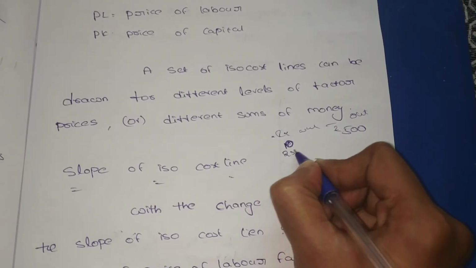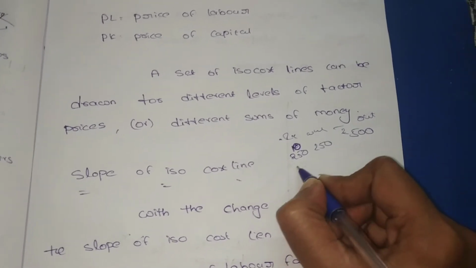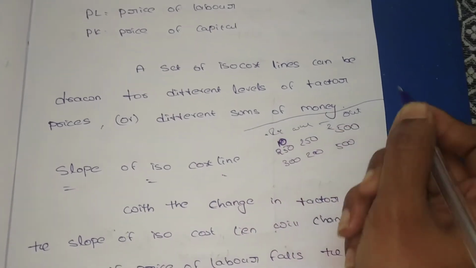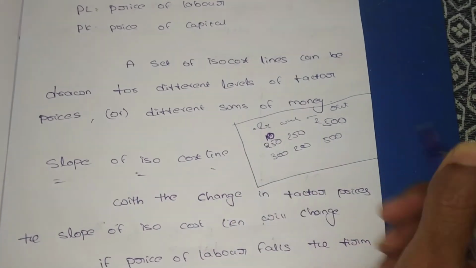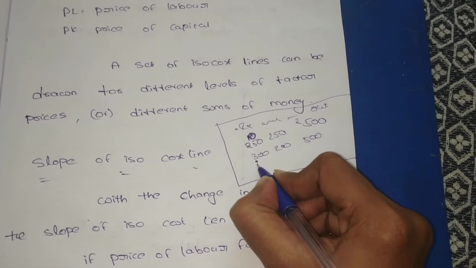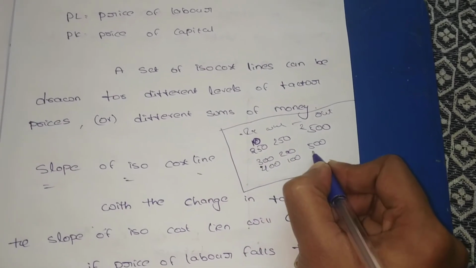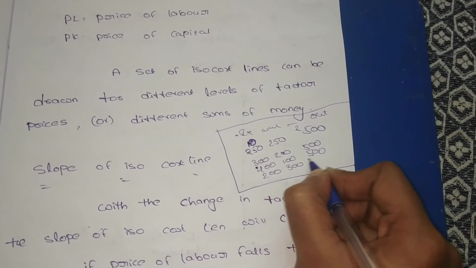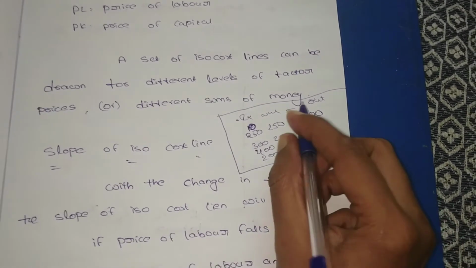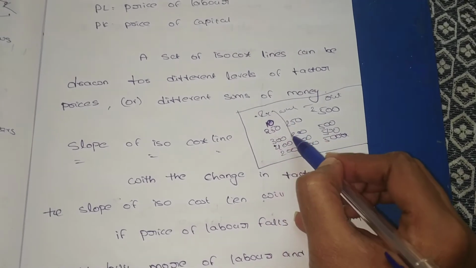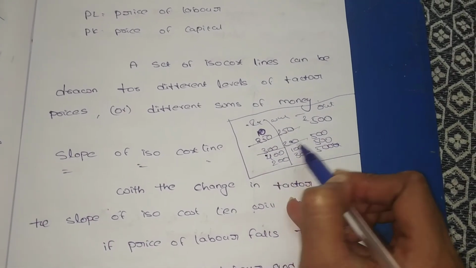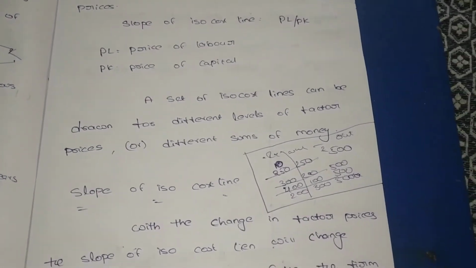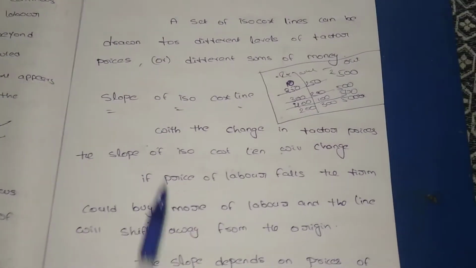Here I want to change 250 and 250 to 300 and 200. The output is the same, but the changes are only in these combinations. Each and every combination gives us equal satisfaction. It is an isocost curve, similar to that, but here we are mentioning the prices. That's it. The slope of the isocost line.